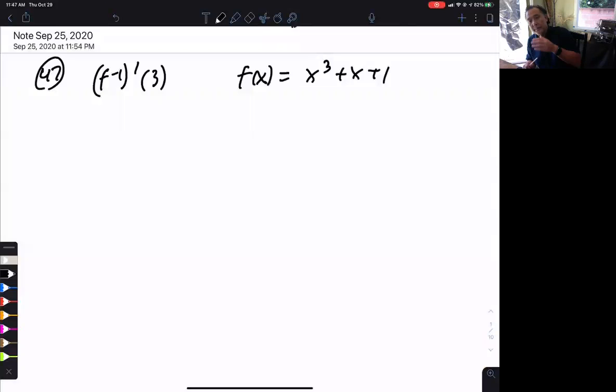So this is section 3.10, problem number 47. They're asking for the derivative of the inverse of f. So we can't find the inverse of this function. You learned in pre-calculus that sometimes you're able to find the inverse, but in this case, it would be impossible. So instead, we have a formula for the inverse.